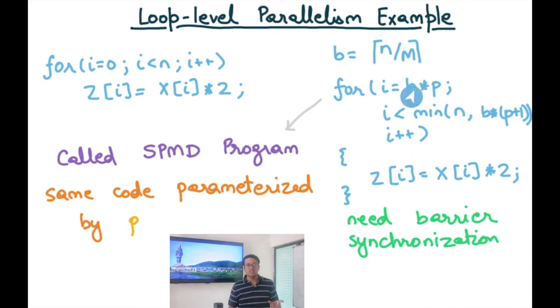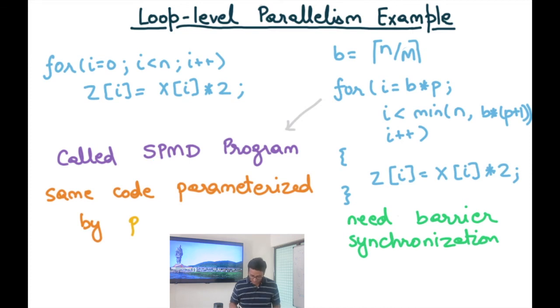For example, the first processor is going to execute the same logic for elements 0 to B. And the second one is going to execute from B to 2B. The third one is going to execute from 2B to 3B, and so on. Depending on what the value of parameter P is, I'm going to do the same logic for different regions of data. So it's the same code that is parameterized by P, and depending on P, I use different data, and that's why it's called an SPMD program.